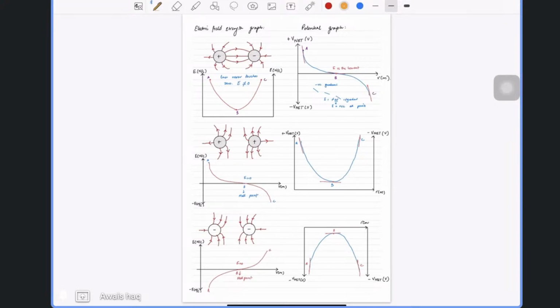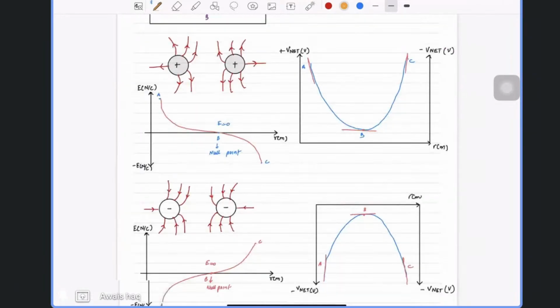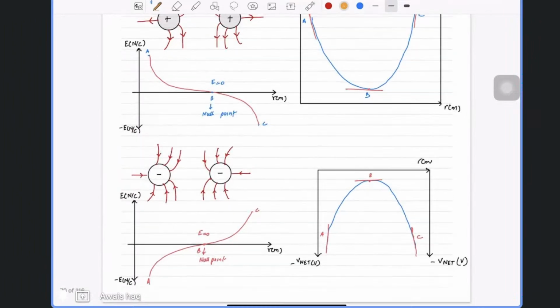Okay, perfect. So then we're going to, basically, yeah, we did till here. If you guys have any questions about any of these graphs, please let me know.